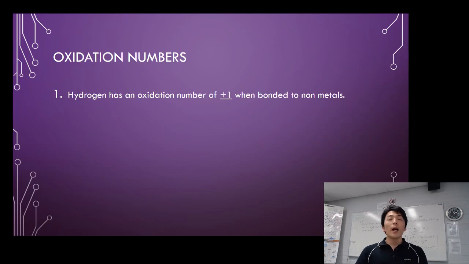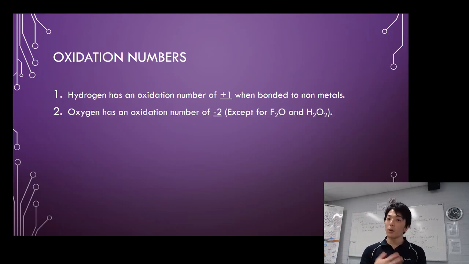Okay. How do you assign oxidation numbers? Here are some rules. So maybe you should put the heading 'Rules in writing oxidation numbers'. Firstly, hydrogen has an oxidation number of +1 when bonded to non-metals. Sometimes it can have -1, but usually it's +1. Secondly, oxygen has an oxidation number of -2 pretty much all the time, except for these two things, F2O and H2O2. You can look at the oxidation number of oxygen in F2O or H2O2 later.